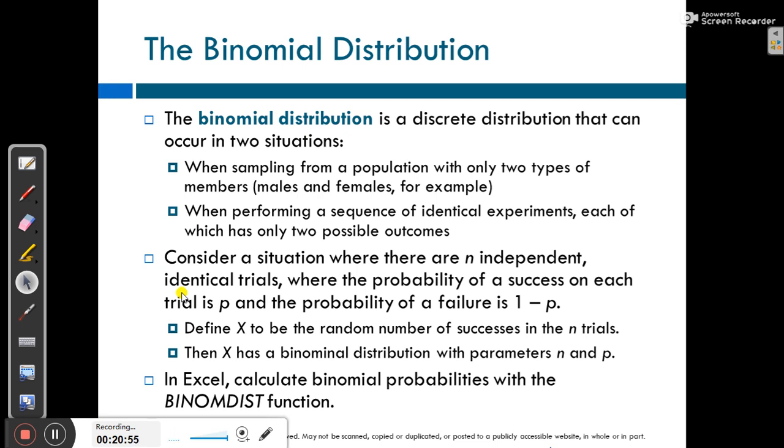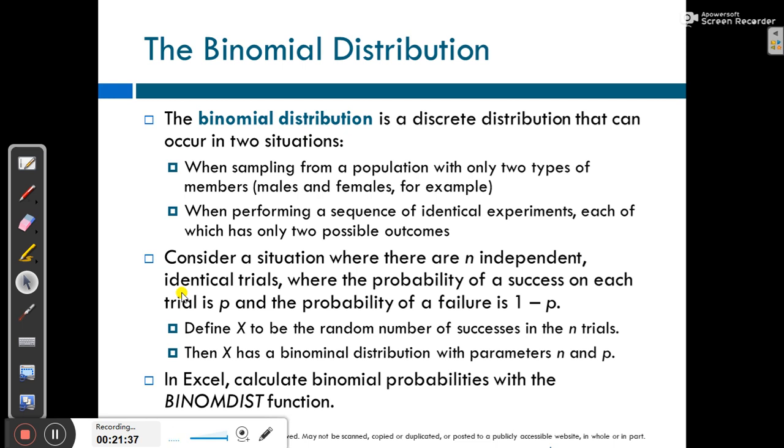So define x to be the random number of successes in n trials. Then x has a binomial distribution with parameters n and p. So this distribution has two parameters: the number of independent identical trials n, and the probability of success p.